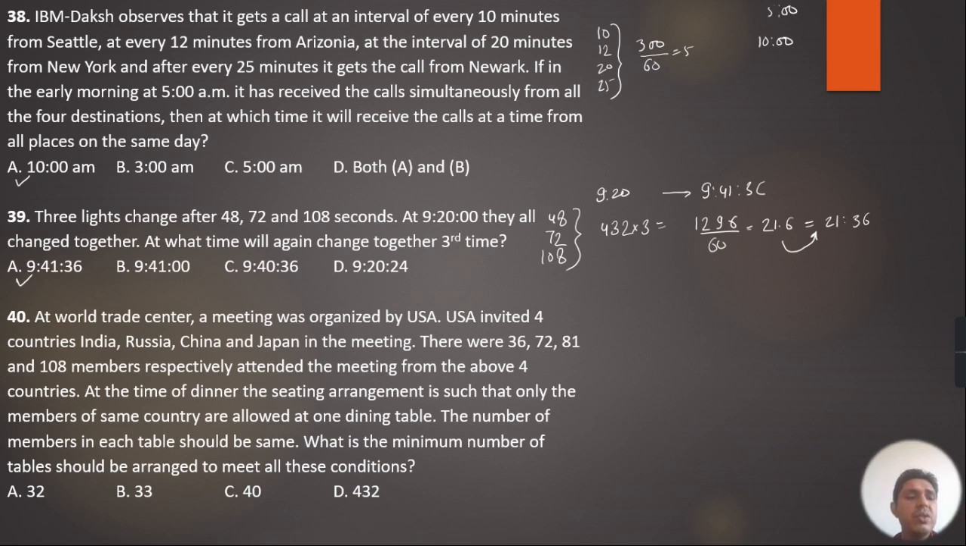Okay, coming to the next question, question number 40. We have, at a trade center a meeting was organized by the USA, which invited four countries, India, Russia, China, Japan, in the meeting.